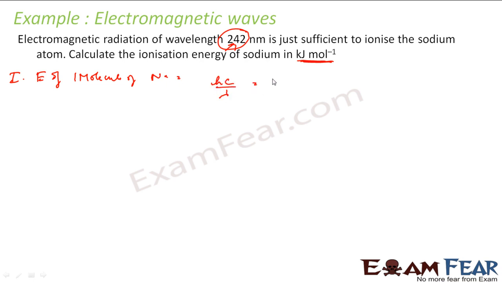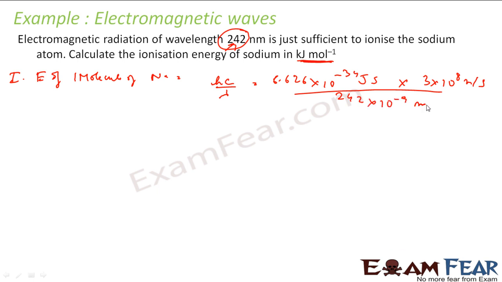Correct, where h is 6.626 into 10 to the power minus 34 joule second, c is 3 into 10 to the power 8 meter per second, and lambda is the wavelength, that is 242 nanometer, that is 10 to the power minus 9 meter. This is the ionization energy of one molecule of sodium.